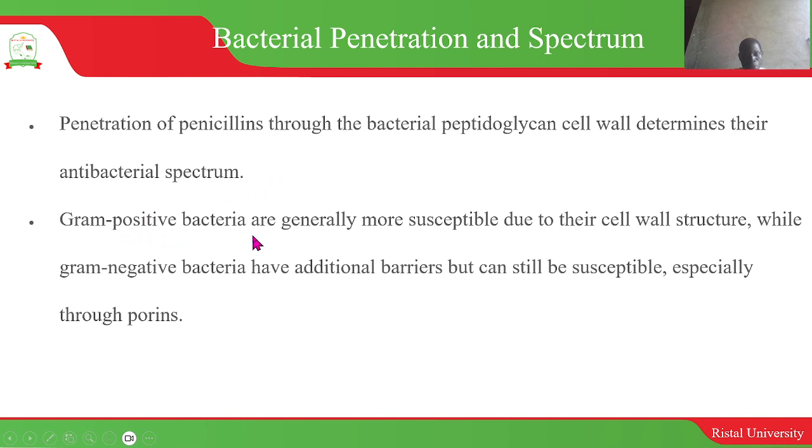We have the gram-positive bacteria are generally more susceptible due to their cell wall structure, while the gram-negative bacteria have additional barriers but can still be susceptible, especially through the porins. So this is the difference between the gram-positive and the gram-negative bacteria. Okay, the gram-negative bacteria have additional barriers.